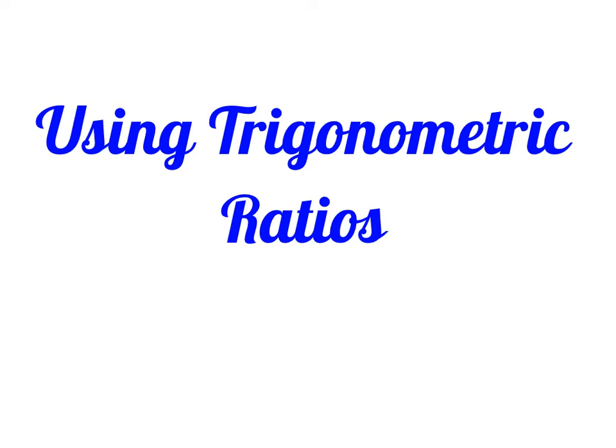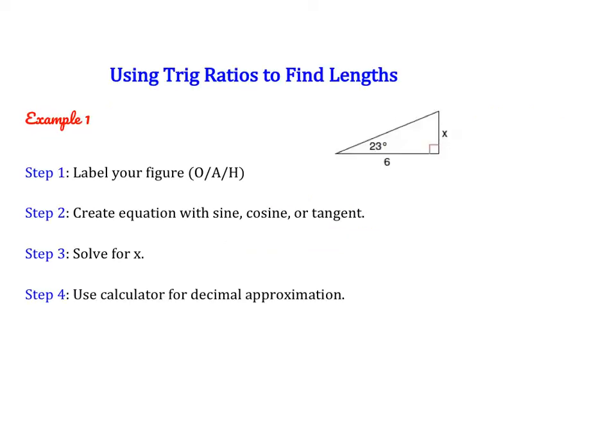Hi everybody, today we are going to be using trigonometric ratios. One thing that we're going to use our trig ratios for is to find missing lengths of a right triangle. So I wrote out the steps for this first example.